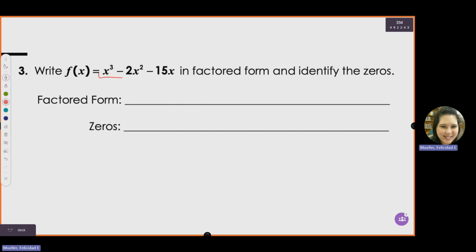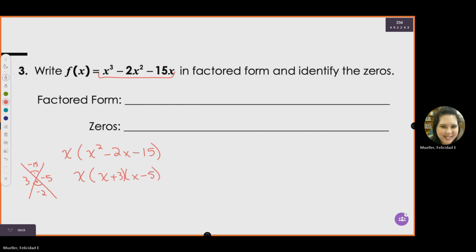I would look and notice that they all have an x, so we're going to factor out an x, which leaves us x squared minus 2x minus 15. So we're going to go ahead and factor that. I could do an x here, negative 15 up top to multiply, add up to -2. So we have 3 and -5 because they multiply to -15, but add up to -2. So this is going to factor into x plus 3, x minus 5. So that would be my factored form.